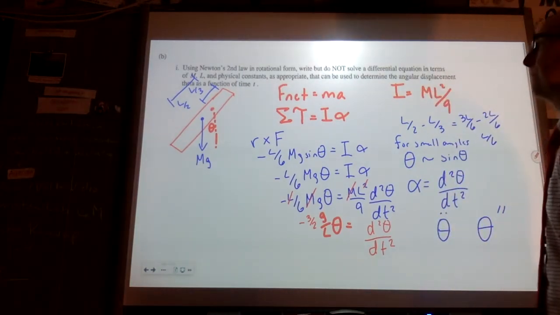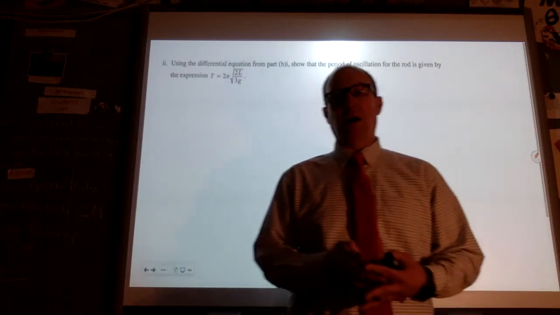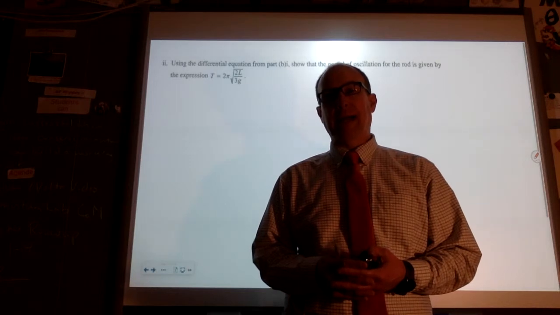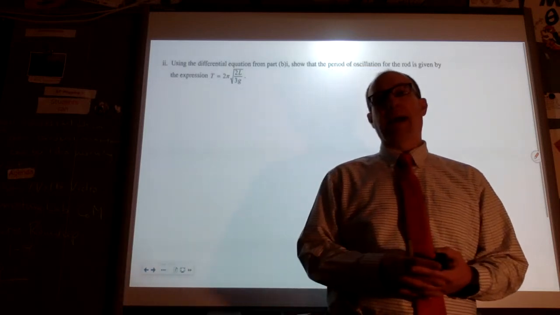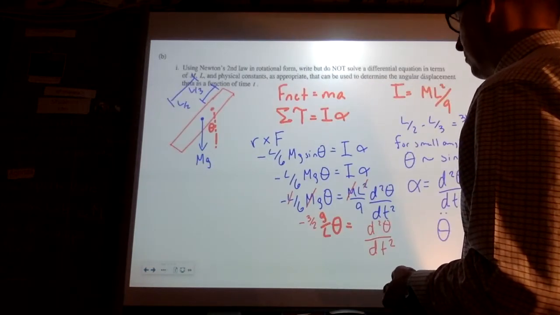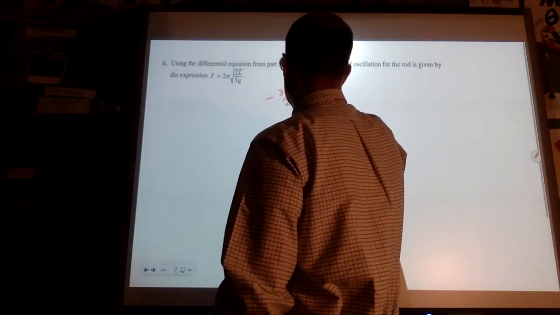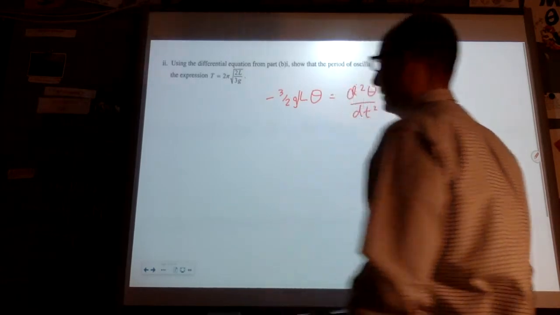All right. Using the differential equation from part B, show that the period of oscillation for the rod is given by the expression T equals 2 pi square root of 2L over 3g. So I did this for a pendulum for you guys in class, and I did it for a spring for you guys. And I'm going to do it for a hula hoop for the lab that's coming up and a meter stick. So looking at this, make sure I have it written down right. I have minus 3/2 g over L theta is equal to the second derivative of theta with respect to time.